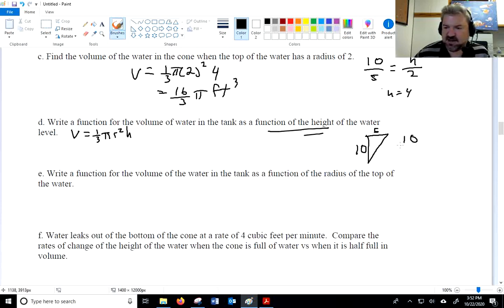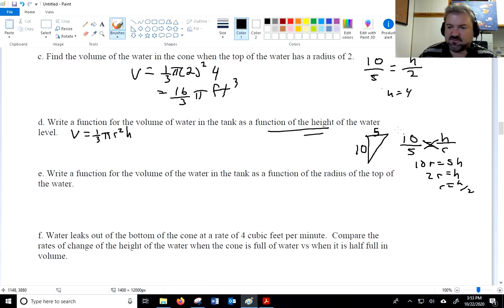So the ratio of the height to the radius is constant throughout the whole thing. So height to radius as height to radius. And if I solve this little proportion, I could do a cross product. 10 times r equals 5 times h. So 10r is equal to 5h. What we see, though, is that 2r is equal to h. So that means that r is equal to h over 2. So we can use it either way.